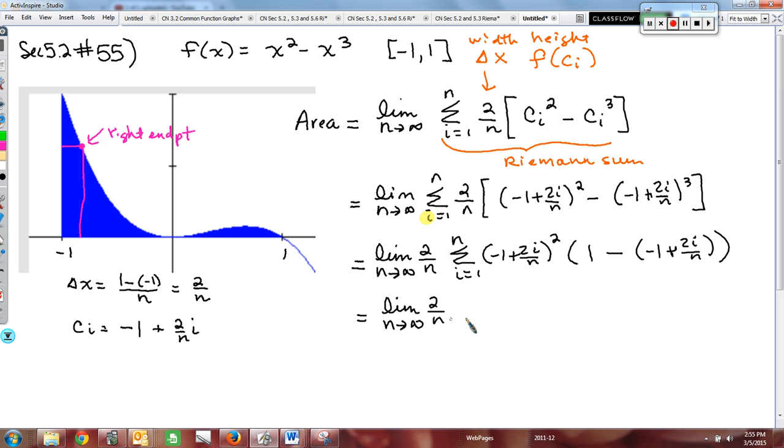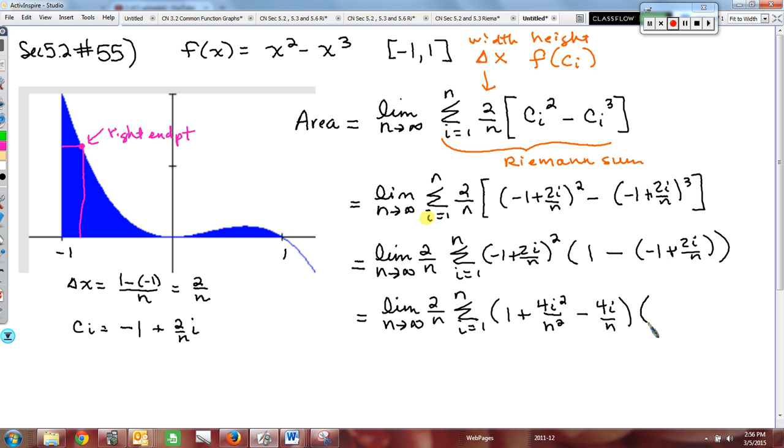And like I said, a lot of this is tedious because you have to continually write down all the parts. Now, planning ahead while I'm here, I'm going to multiply this out because I have to get it to a sum or difference. So I'm going to FOIL this out. I would have 1 plus, squaring this would give me 4i squared over n squared, and then the middle term would be minus 4i over n.